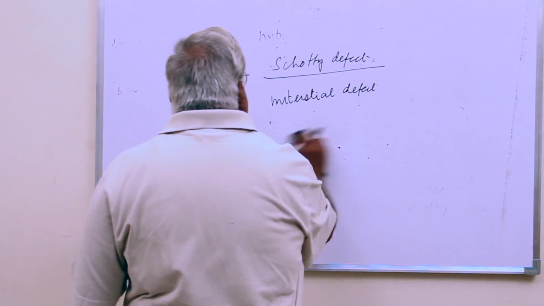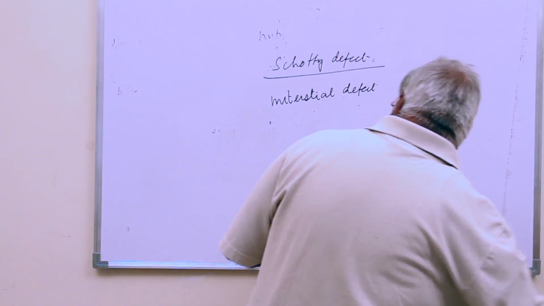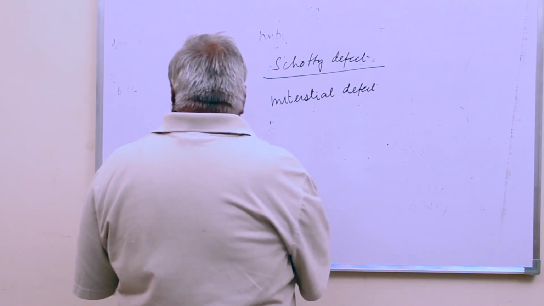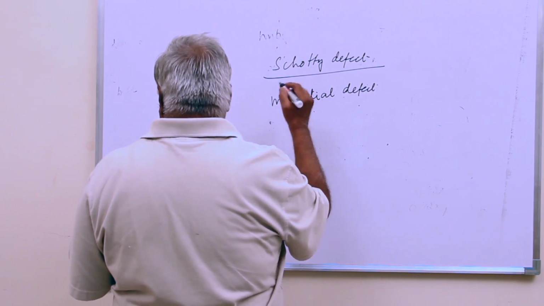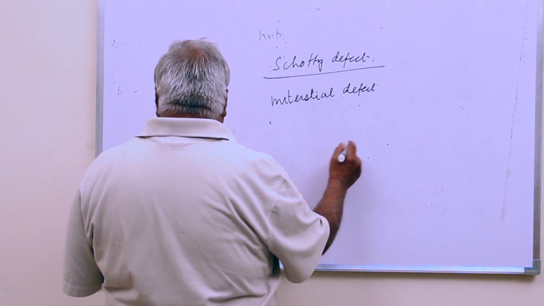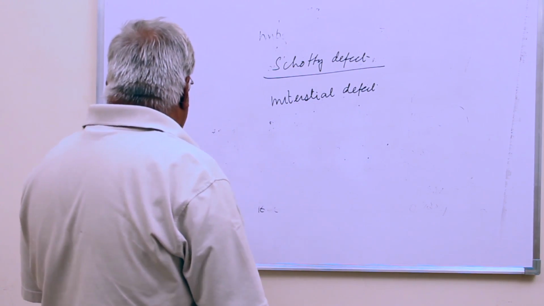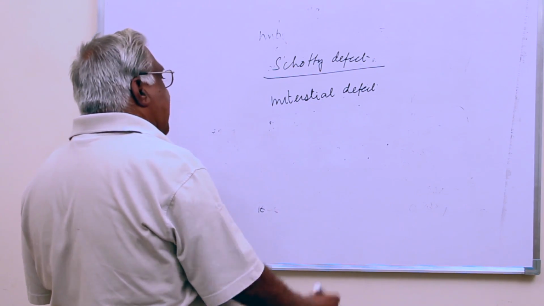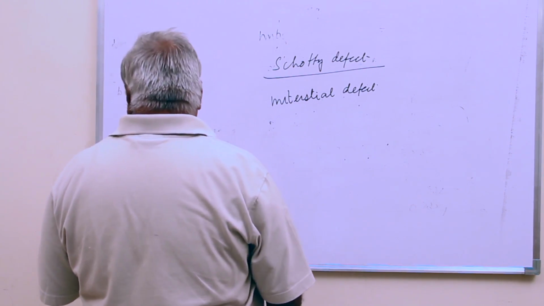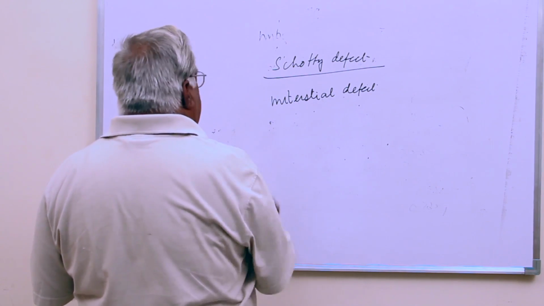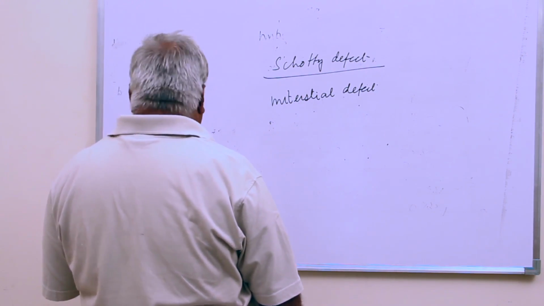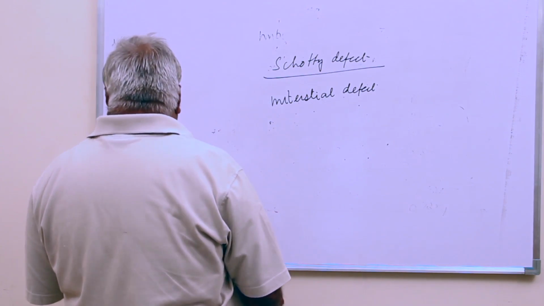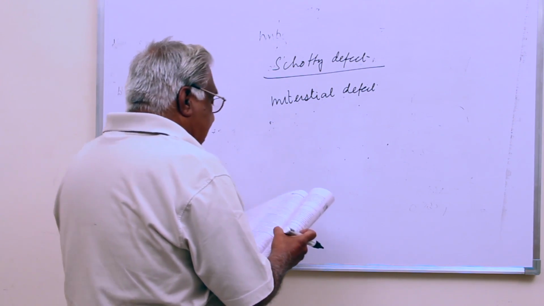Then we have the Frenkel defect, the third type of defect. This is a combination of the Schottky defect as well as the interstitial defect. Atoms or ions at the lattice points are displaced to an interstitial site, creating a vacancy. Then we have what we call F centers, that is, electrons trapped in an anionic vacancy. And we have line and non-stoichiometric defects.